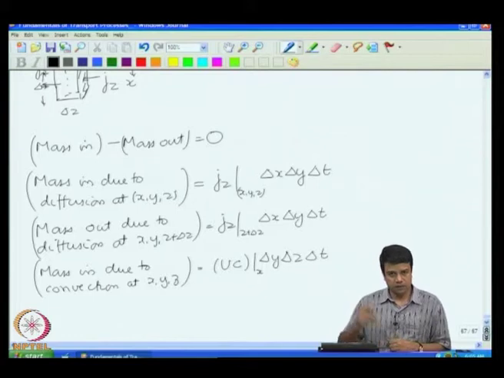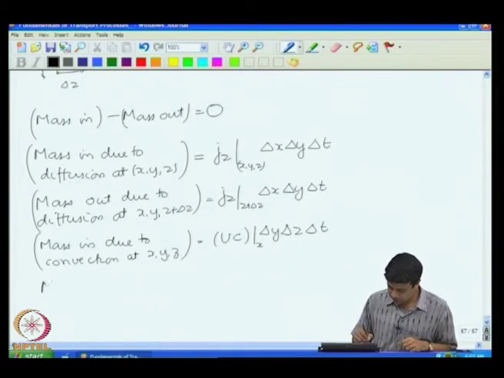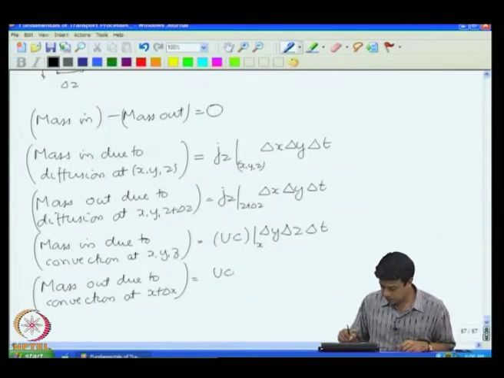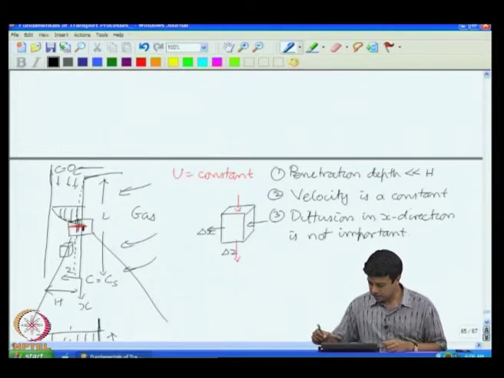So, there is mass coming in at the top surface at x, there is mass going out at the bottom surface at x plus delta x. Okay. And what is that? Mass out due to convection at x plus delta x will be equal to u times c at x plus delta x, delta y delta z delta t. So, that is the mass that is going out at x plus delta x. My mass conservation equation states that mass in minus mass out is equal to 0.